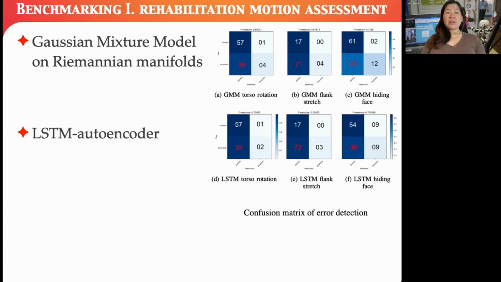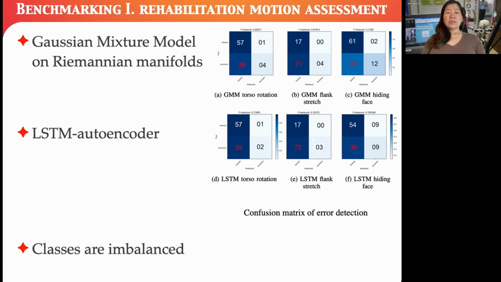So you can see that the confusion matrices do look alike independently of the algorithm. The most common error is the false positive, so it classifies incorrect motions as correct. This comes from the fact that our classes are very imbalanced, as are most datasets on physical rehabilitation.